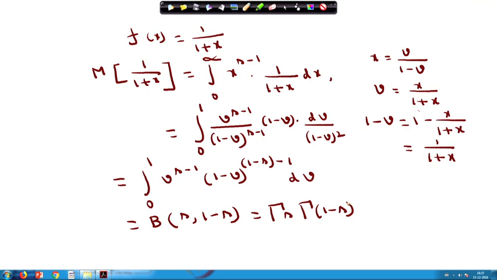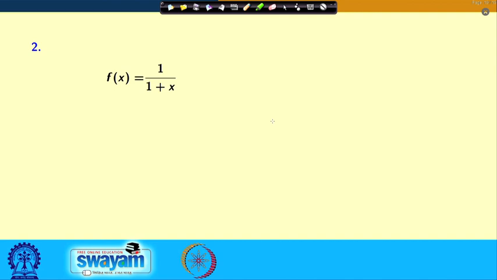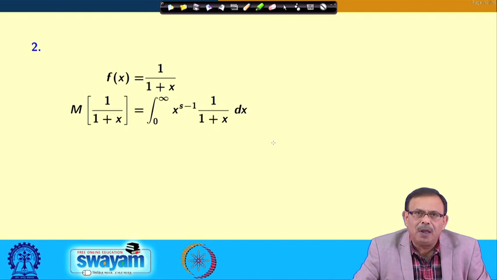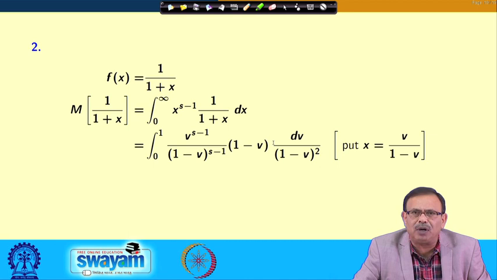So, if I see the problem over here, your f x is 1 by 1 plus x. If I take the Mellin transform, 0 to infinity x to the power s minus 1, 1 by 1 plus x dx, which is nothing but, if I put x equals v by 1 minus v, I have shown the calculation in detail.